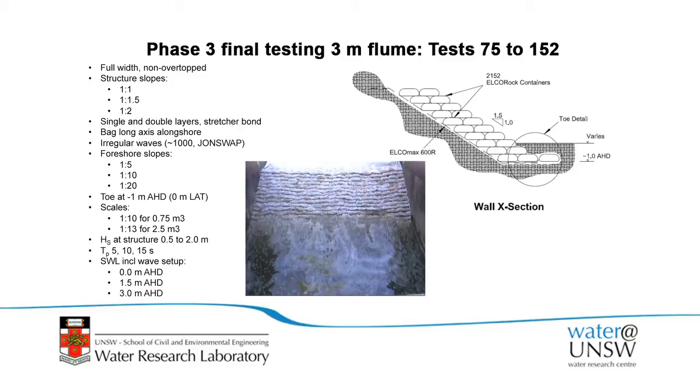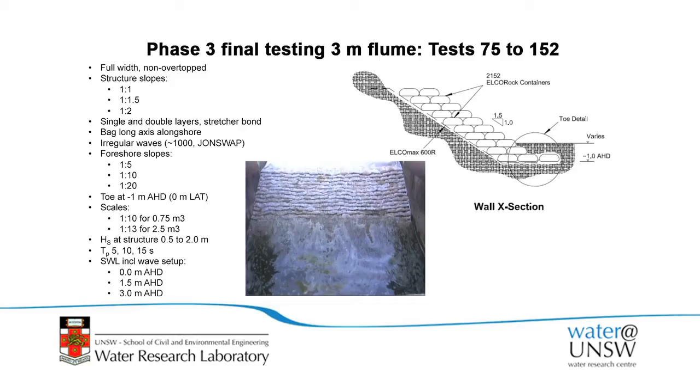The bags were always oriented with the long axis of the bag pointing along the shore. There are some schools of thought that the bags could be pointed out to sea and it may have different stability, but the way that they're traditionally built is the bags aligned along the shoreline, so parallel to the dune. So that's how we tested them. We ran irregular waves, around about 1,000 irregular waves using what's called a JONSWAP wave spectrum.